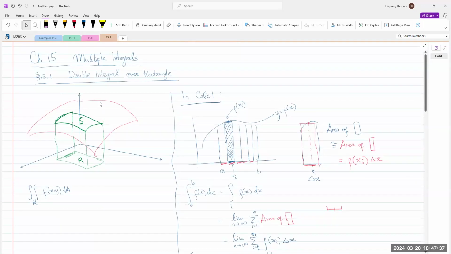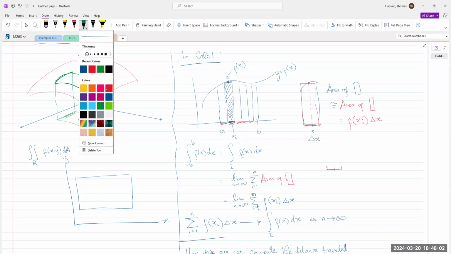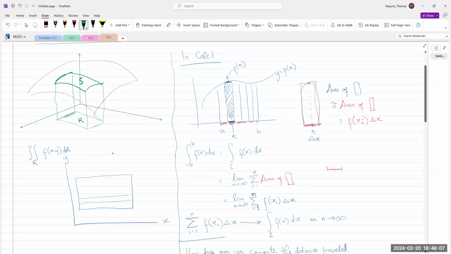Now let's go to the two-dimensional domain. If in Calc 1 our domain is one-dimensional, in Calc 3 now our domain is two-dimensional. We start with a rectangular domain. The way we do it is by partitioning this rectangle into a lot of small rectangles. We partition the x and we partition the y's. Let me just make some instead of too many. So let's say I partition it this way. Okay, so we have a lot of rectangles.